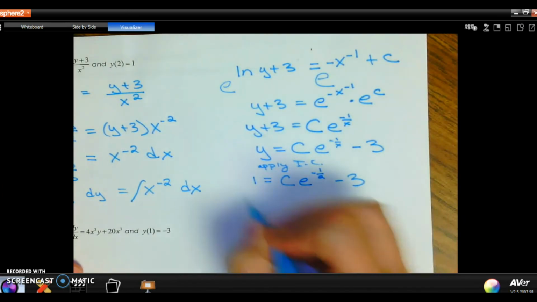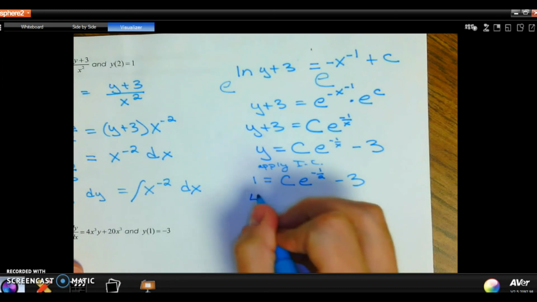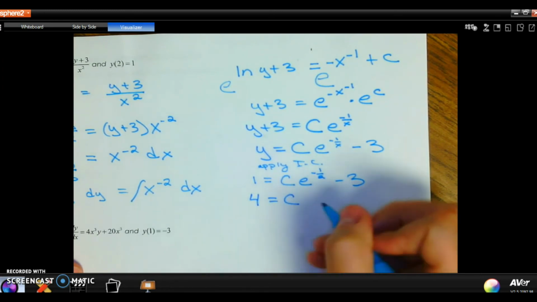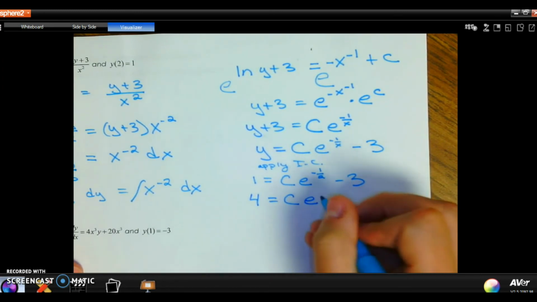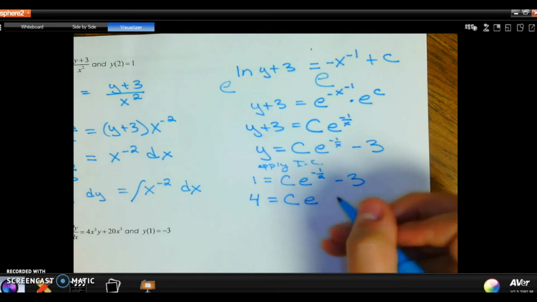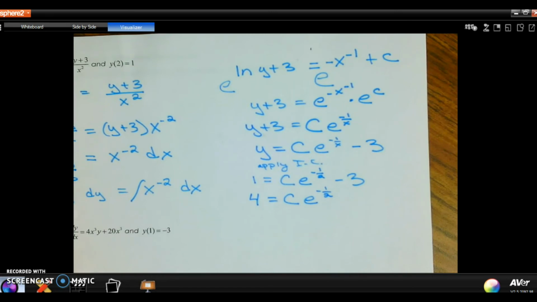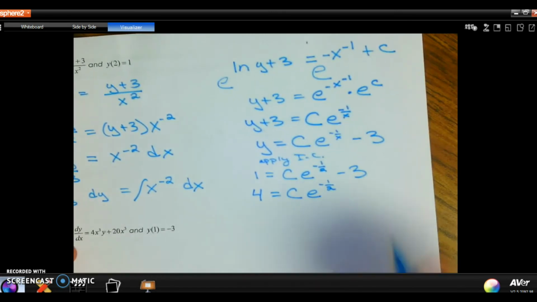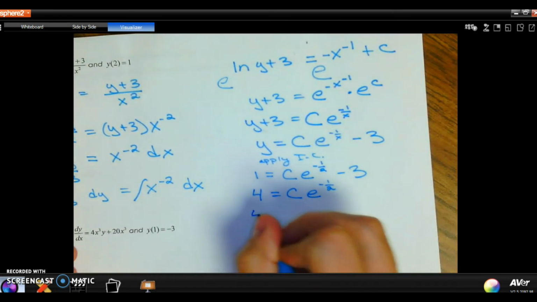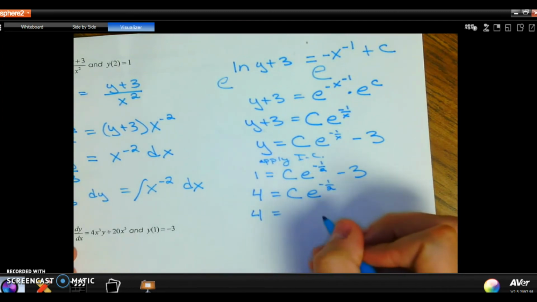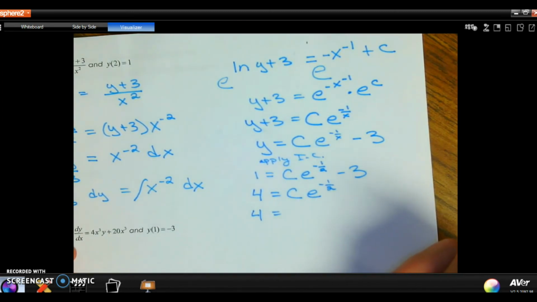Okay, so here I'm going to add 3 to both sides, so I get a 4 equals c e to the negative 1/2. Oh, well, darn it. Okay, I'll just write it in 2 steps. Okay, so having e to the negative 1/2 basically means that's in the wrong part of the fraction. So you can think of this as 1 over the square root of e.